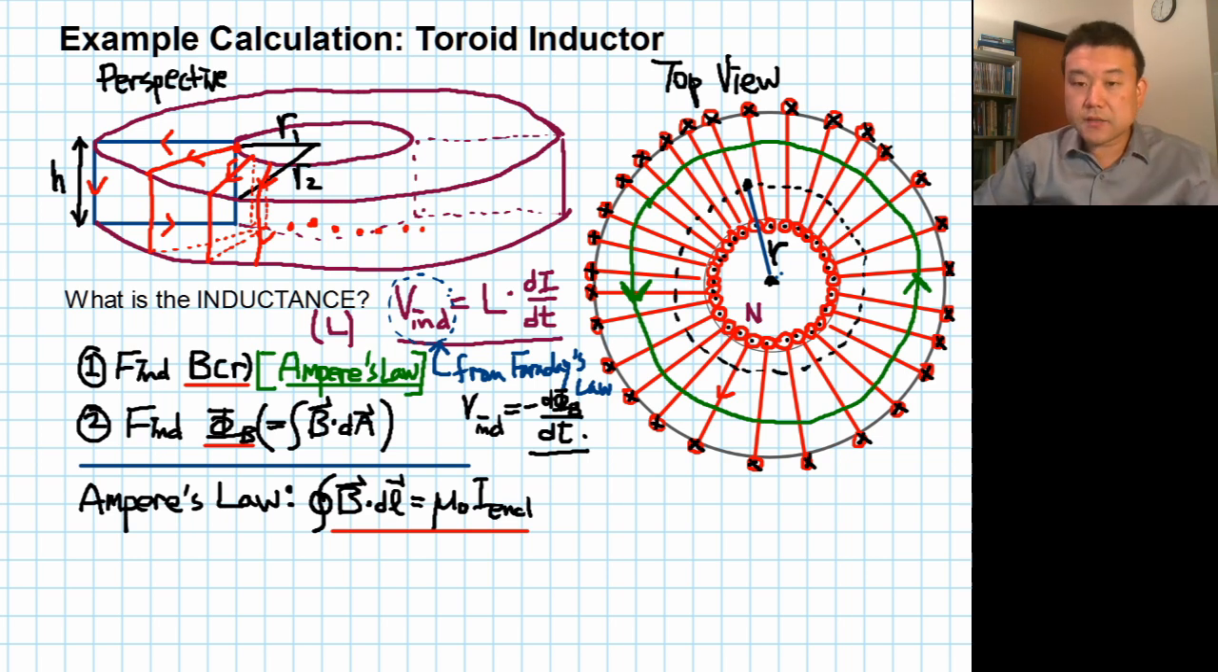And we need to assign a sense of direction. Let's say if we are looking at dl at this point here, let's say it goes along the same direction as the direction of the magnetic field.